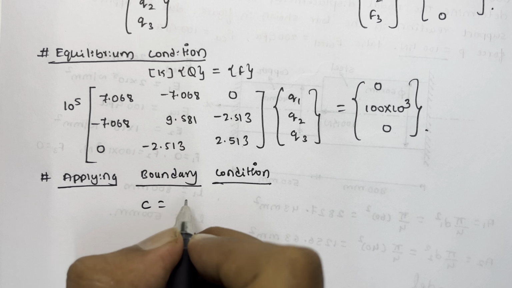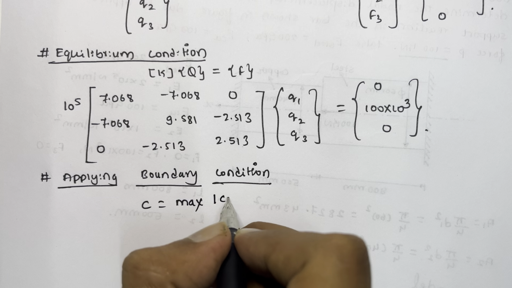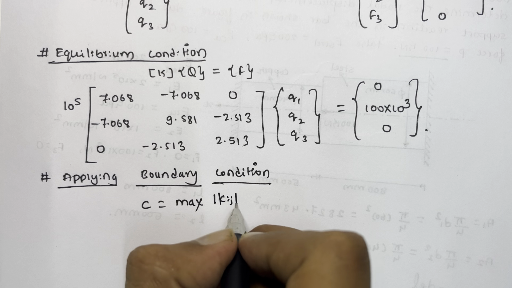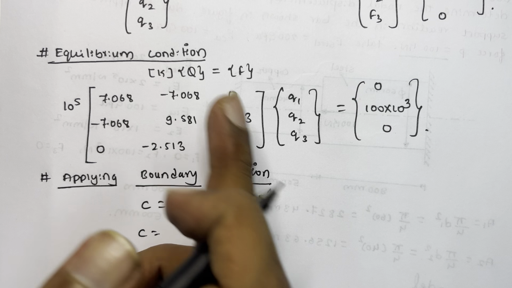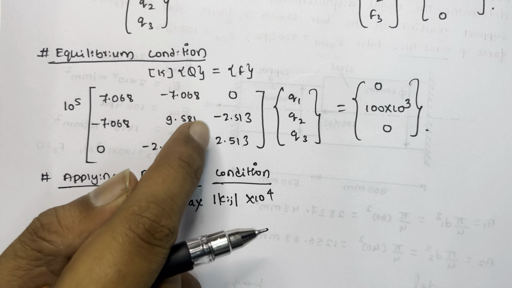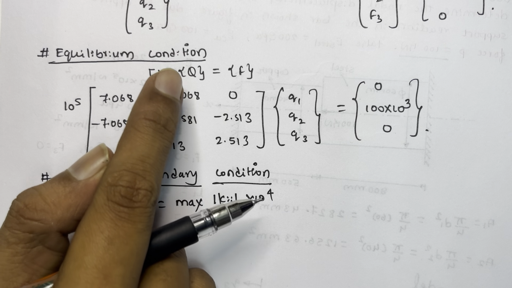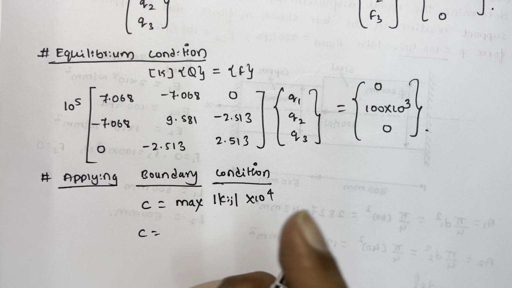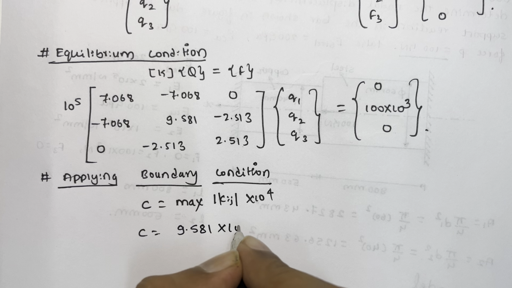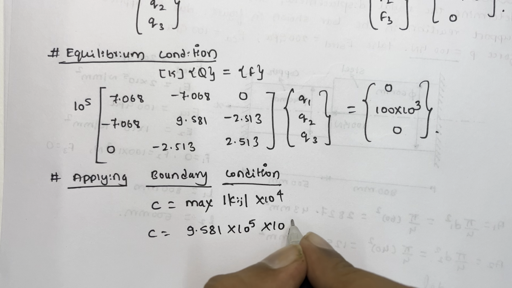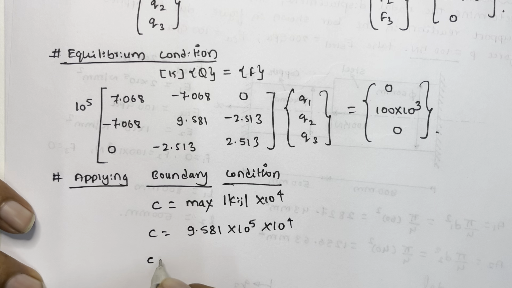So we have to calculate C, that is maximum of Kij into 10 raised to 4. Here in this matrix we have to search for the maximum value, comparing all 9 values, the middle one, that is q2 row and q2 column, that is 9.581 into 10 raised to 5. Substitute that value here, 9.581 into 10 raised to 5, and in this formula we have 10 raised to 4. So after solving we'll get the C value, 9.581 into 10 raised to 9. Okay, this is the C value.